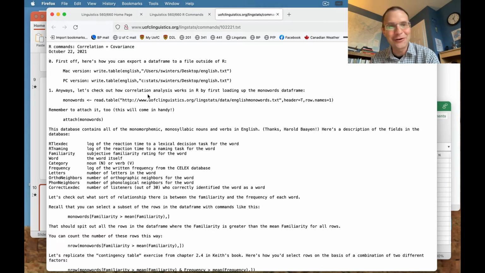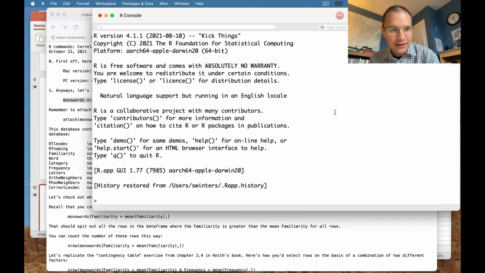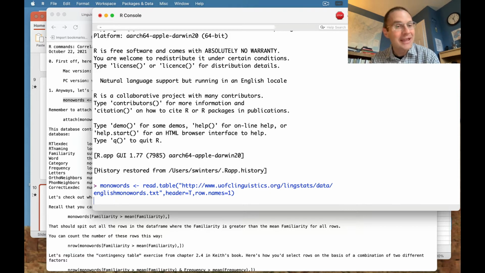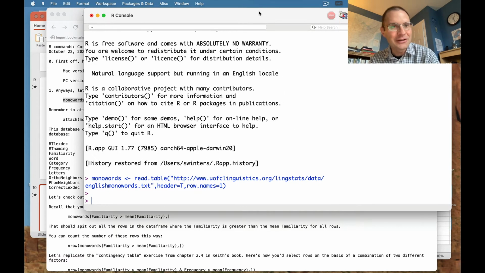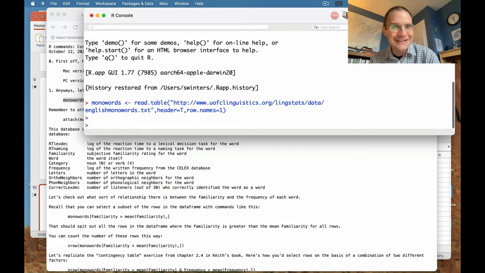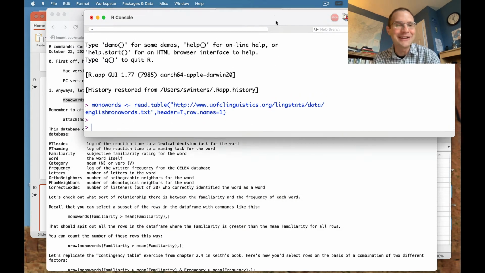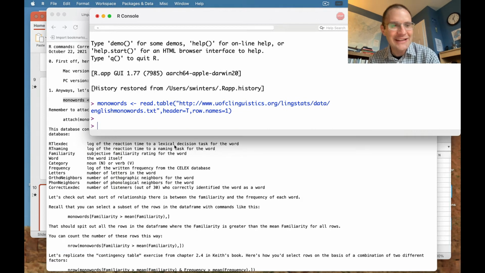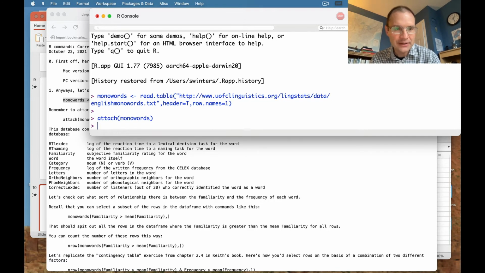Let's check out how correlation analysis works in R by first loading up a different data frame which we haven't created and which was in fact created by an academic named Harold Baayen, who works up at the University of Alberta, or at least he did when I got this. I think he's still there, but I can't be sure. But anyways, this is a very nice data set. Well, first of all, I've called it monowords here. And I'll show you what it looks like in a second.